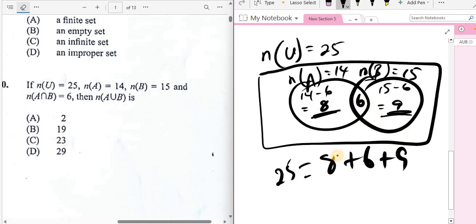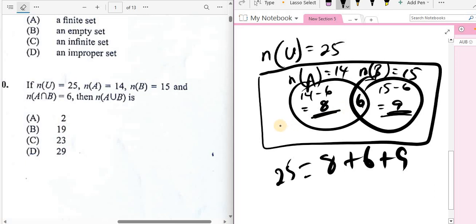9 plus 8 is what? 17? And 17... No, something is off. Oh, there will be what? Hold on, give me a second there. Something is wrong here. Number of elements in A is 14. Number of elements in B is 15, right? Intersection is 6. So 6 from 14 is 8. Yeah, that's correct, isn't it?